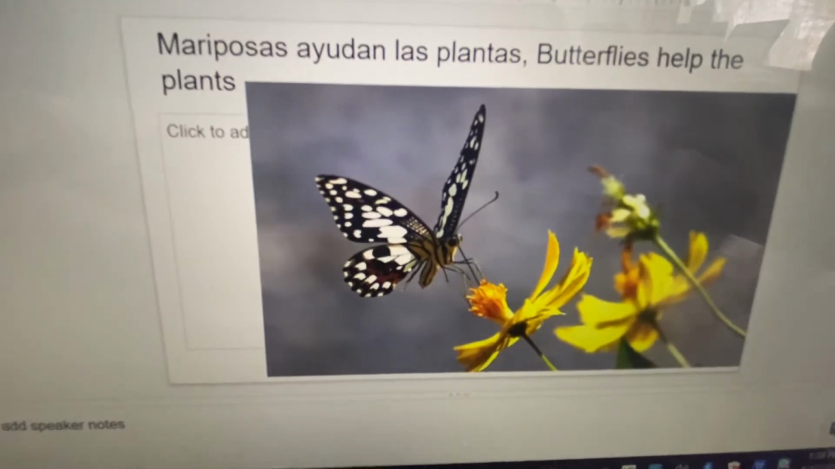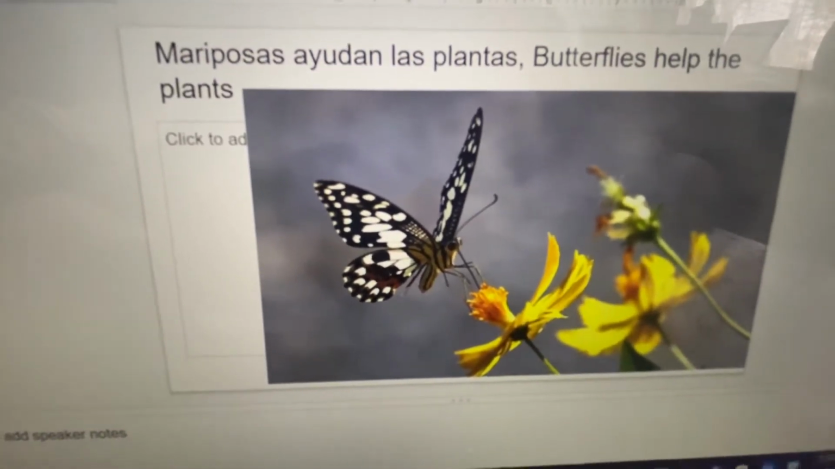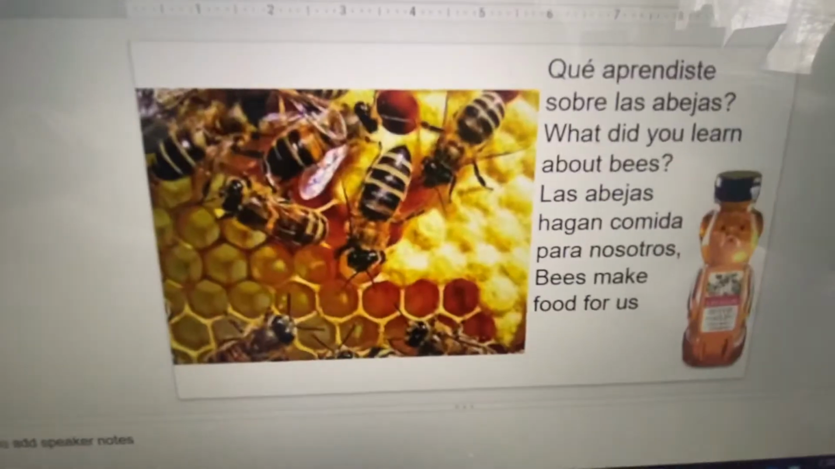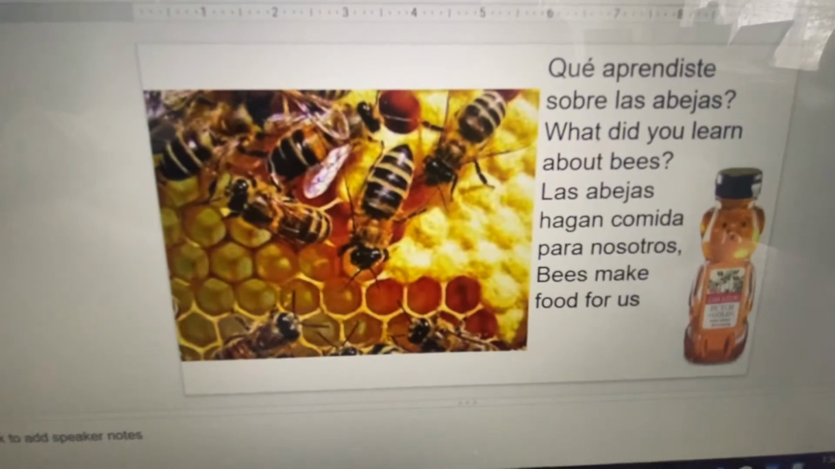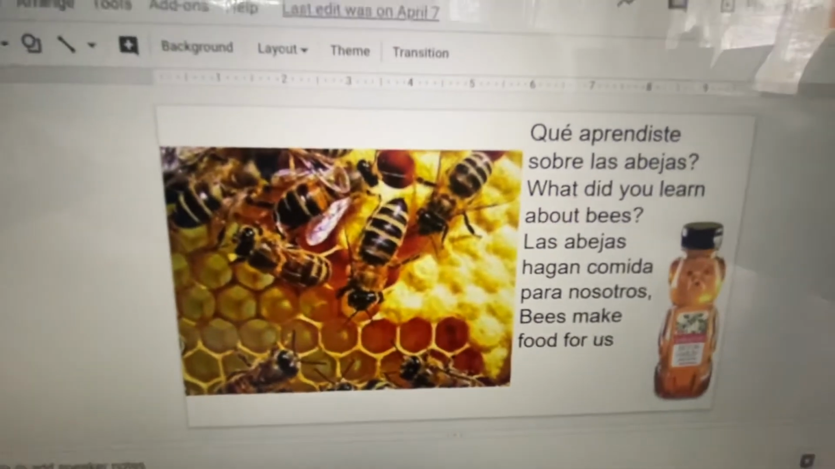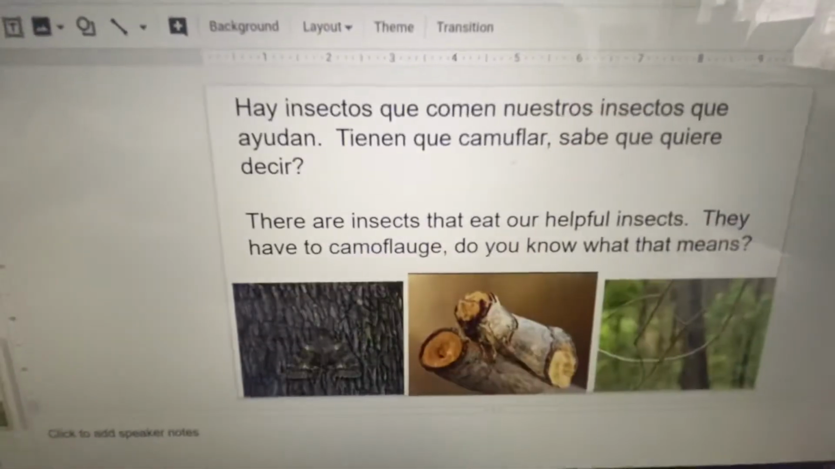So butterflies help plants, right? They help make more plants. So we have lots and lots of plants. And the ladybugs, they eat those bugs that hurt the plants. And then what about bees? Well, bees make food for us. They make honey. I sure like honey. Bees help make more plants too.